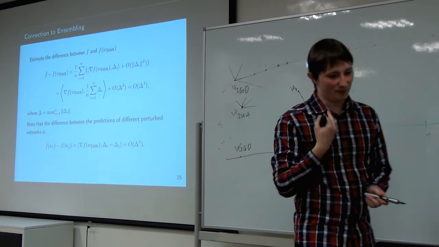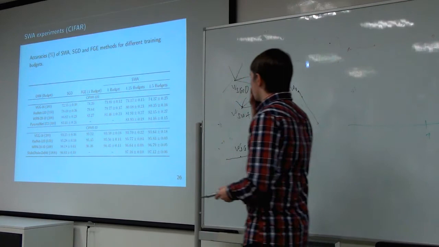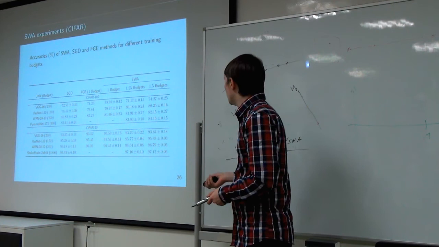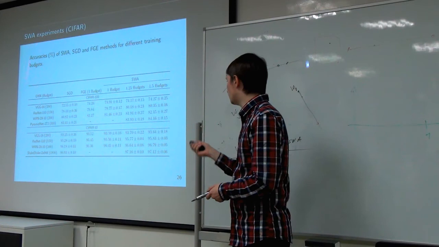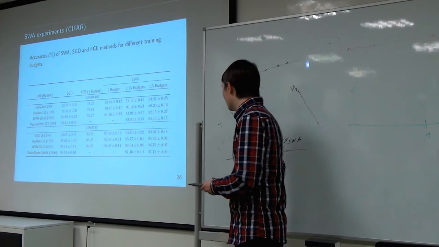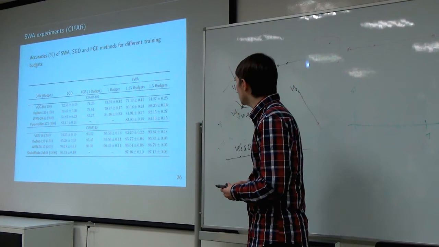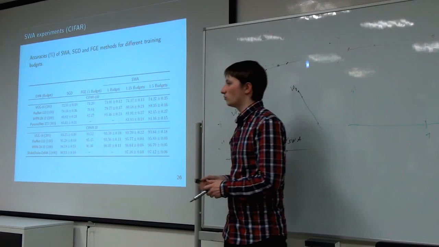And here are the experimental results for weight averaging. We compare conventional SGD training, ensembling, and weight averaging on different architectures, including the novel PyramidNet and ShakeShake. Here we can see that using weight averaging, we can improve the quality of conventional training, and we obtain performance comparable to the performance of an ensemble.